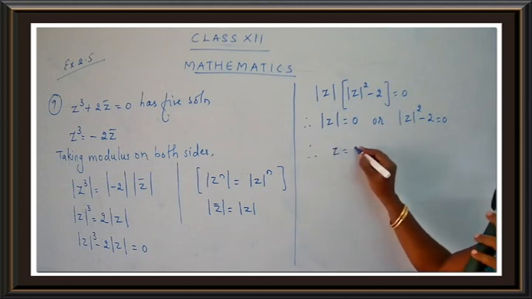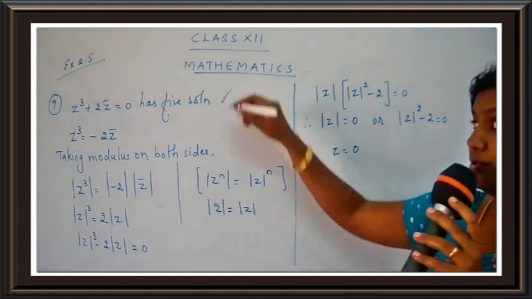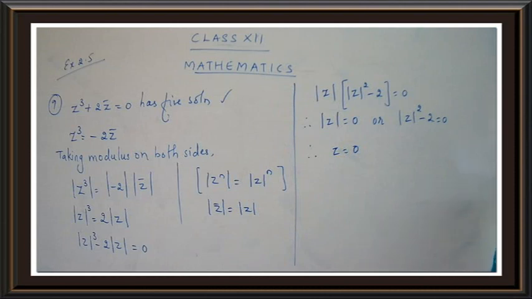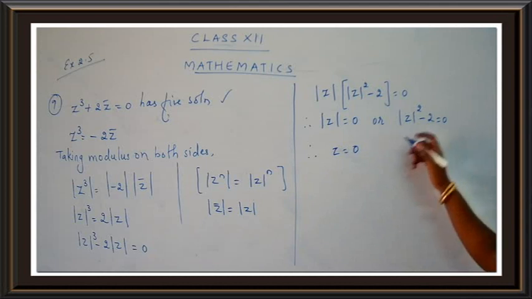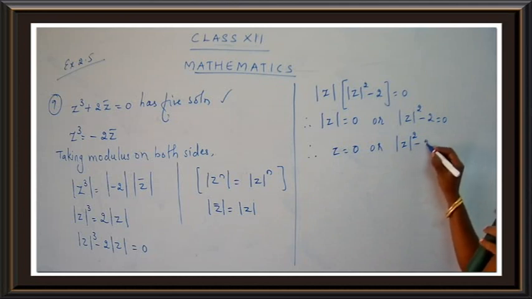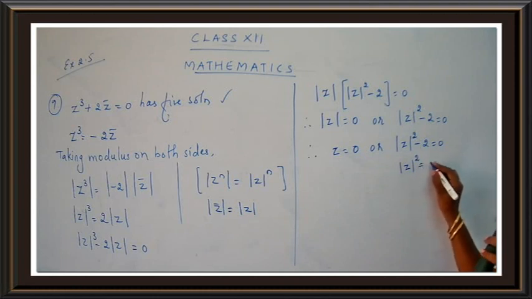Therefore, z is equal to 0. So I have found one solution. The question was to show that it has 5 solutions. We have found one solution: one value for z is 0, or modulus z square minus 2 is equal to 0. Okay children, I'll just write this as modulus z square is equal to 2.